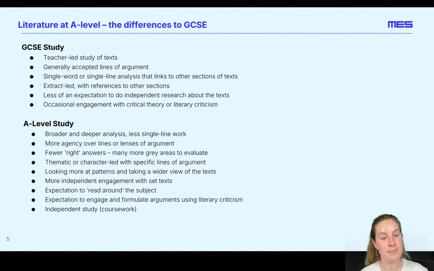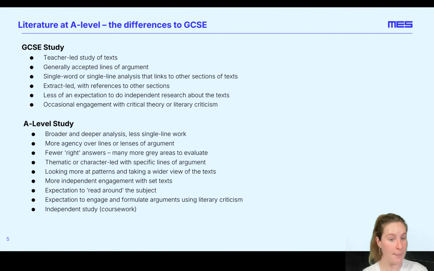In A-level, that's much more what you're doing all of the time. Yes, you're reading the text itself, but you're also spending quite a lot of time reading around the topic, it's called, which means reading what material has been produced about Othello or about A Streetcar Named Desire since it came out. What do the experts say, in other words?